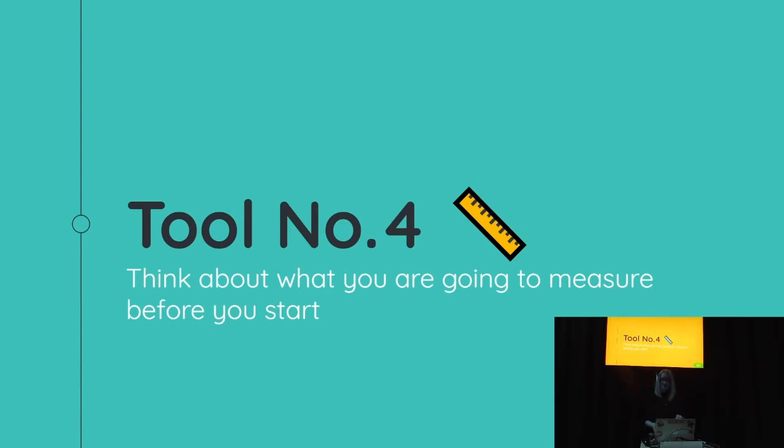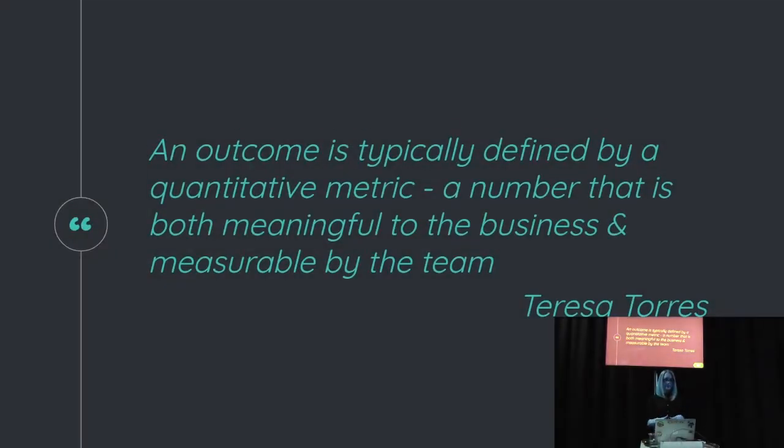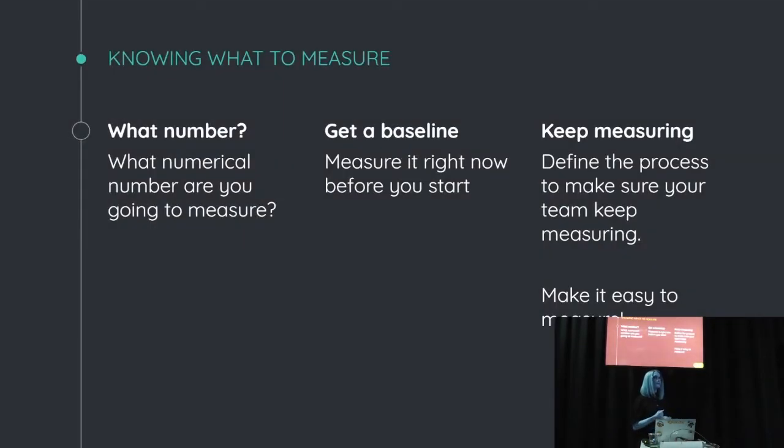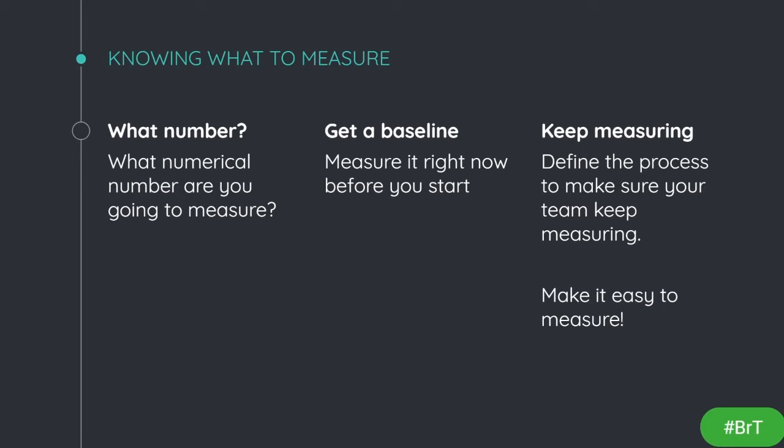What are we measuring? It's really simple, and I have some tips, but it's really important. I think this is a really good definition from Teresa Torres. She says an outcome is typically defined by a quantitative metric, a number that is both meaningful to the business and measurable by the team. I think that's really key: it's a number and it's measurable. So first of all, think about what number. Sometimes it can be quite hard when you're thinking about human behaviours you're trying to change and how you quantify and measure that. So think about the number.